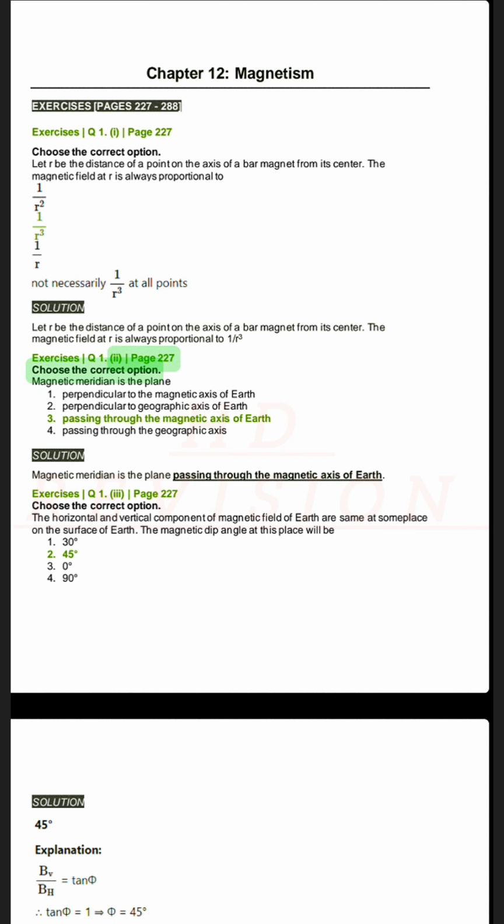Exercises, Q1, E, page 227. Choose the correct option. Magnetic meridian is the plane 1, perpendicular to the magnetic axis of Earth, 2, perpendicular to the geographic axis of Earth, 3, passing through the magnetic axis of Earth, 4, passing through the geographic axis. Solution. Magnetic meridian is the plane passing through the magnetic axis of Earth.